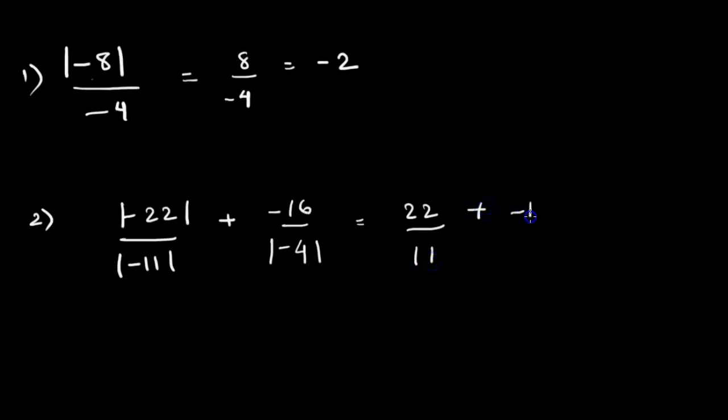Plus this is -16 divided by -4 with absolute sign is a positive 4. When we solve this, we would be able to get 2 plus minus is a minus. 4 times 4 is 16, and we are left with a -2 as the final answer. This is how we solve absolute function questions.